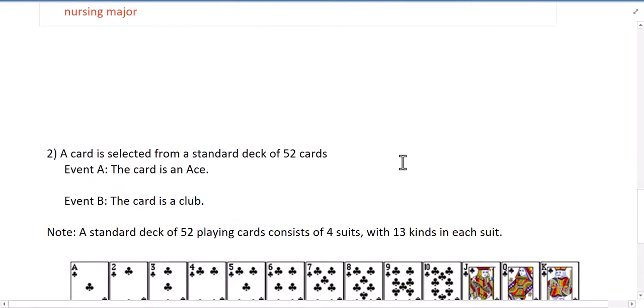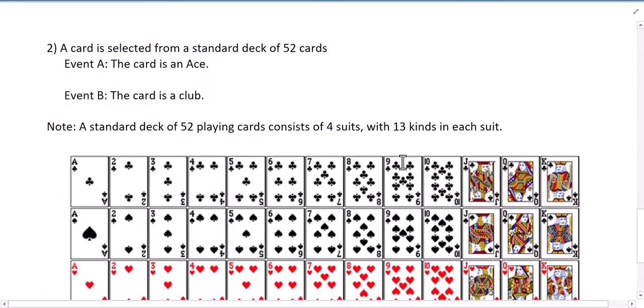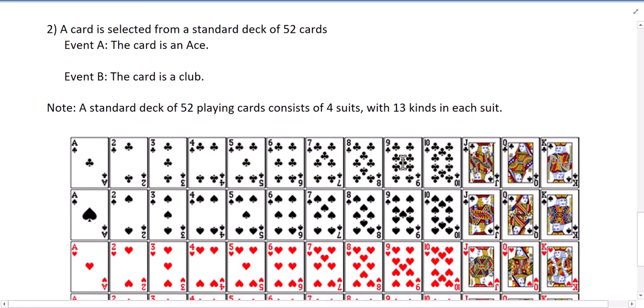Our next example, a card is selected from a standard deck of 52 cards. Event A, the card is an ace. Event B, the card is a club. So are they mutually exclusive? Can they happen at the same time, right? Can an ace be a club?